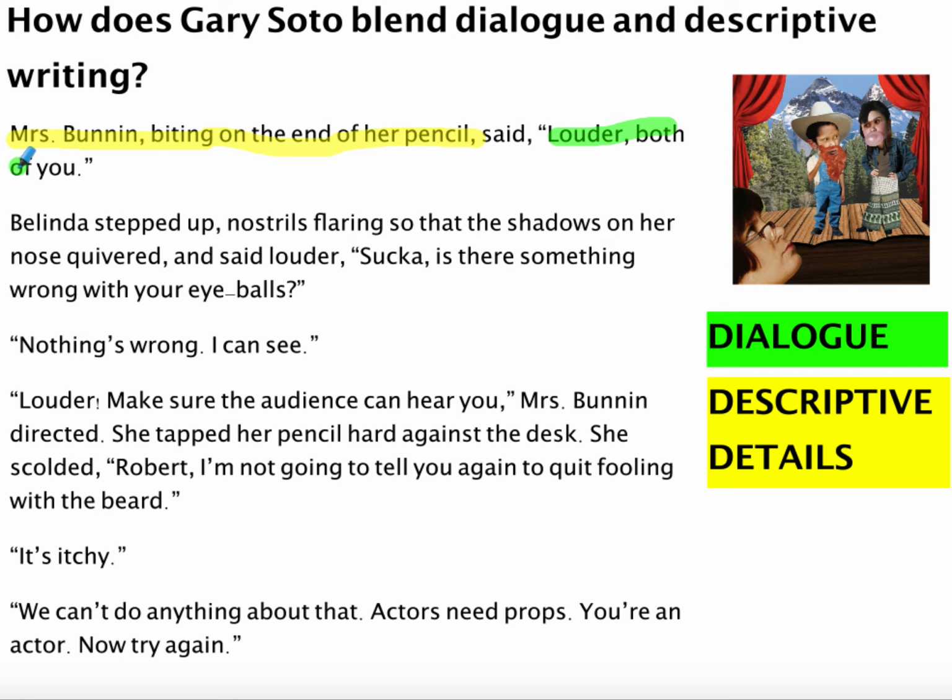I want you to notice that the description here, Miss Bunyan biting on the end of her pencil, gives us a picture of Miss Bunyan when she screeches at her students, "Louder, both of you."